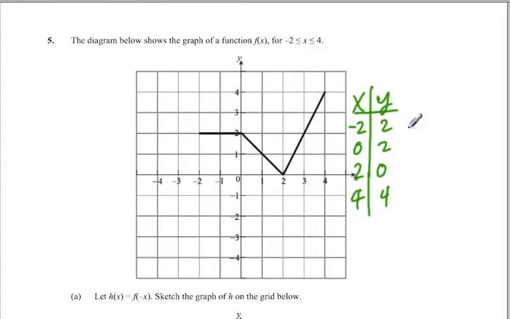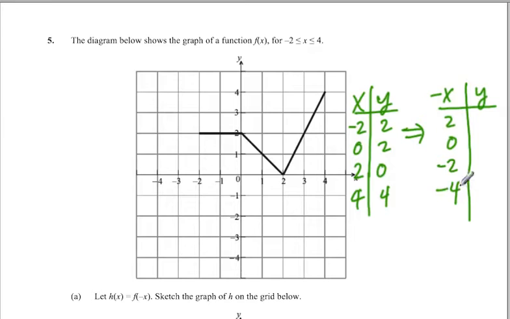This is f(-x), which means there's a reflection across the y-axis, which affects the x's, but the y's stay put. So all I'm doing is multiplying all the x's by -1. So the x's become 2, 0, -2, -4, but the y's stay the same: 2, 2, 0, 4.